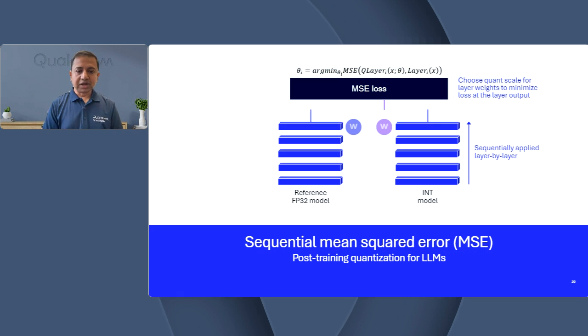Let me talk to you about a couple of techniques. One of the techniques we've used for these models, both on the LLM side and the large multimodal model side, is called sequential MSE, or sequential mean squared error. It's a post-training quantization technique that works on a layer-by-layer basis. You apply it sequentially to a layer, then to the next layer, and the next layer after that. The technique works to choose appropriate quantization scales at every layer for the weights of that layer. The scales are chosen on the basis of the loss compared to a reference model at the output of that layer. So as you go layer by layer, you choose the scales to minimize the loss for that layer, and then go to the next layer, and so on.